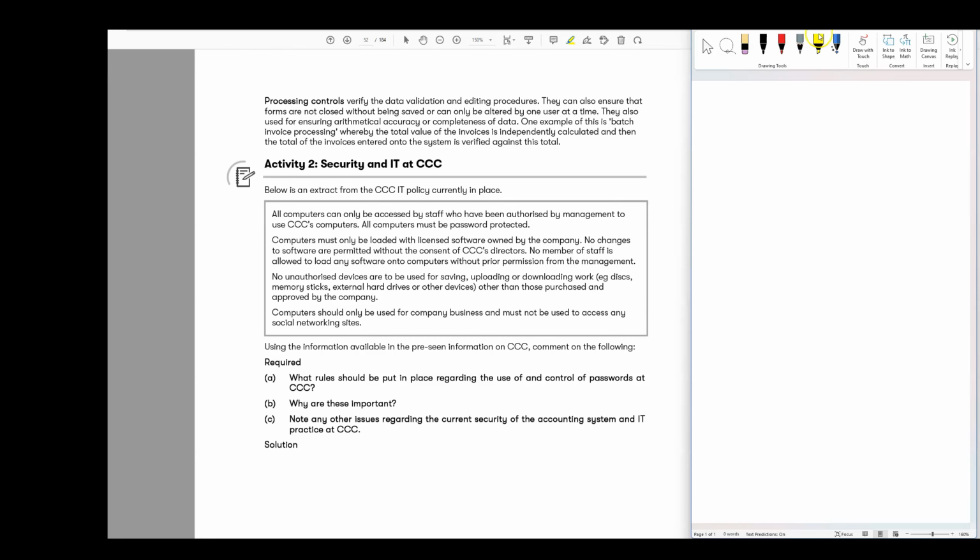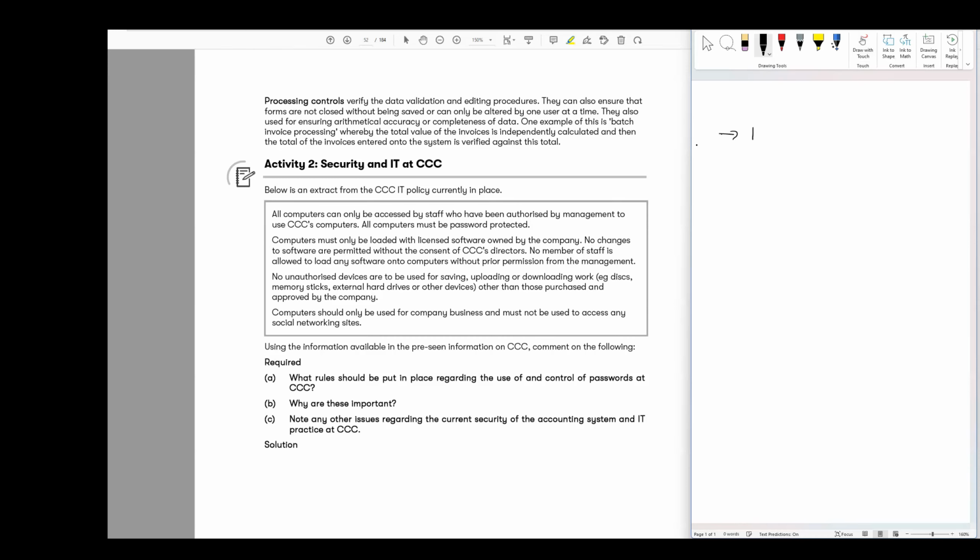The first one is: what rules should be put in place regarding the use of control passwords? To use control passwords for an organization, the rules should be very generic and you can use them for any question. So we say passwords must not be written down. The password always needs to be remembered, but don't write it down anywhere.